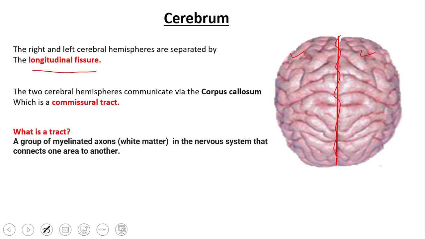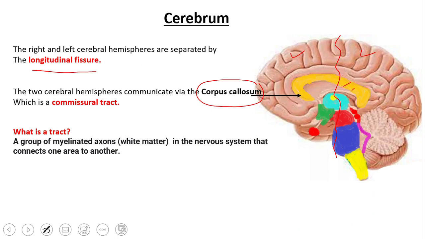The two cerebral hemispheres communicate information back and forth through the corpus callosum. So this here in yellow is a commissural tract that communicates information between the right and left cerebral hemispheres. What is a tract to begin with? A tract is a group of myelinated axons. That's why it's white colored. So this is a white matter because the myelin sheath is white colored.